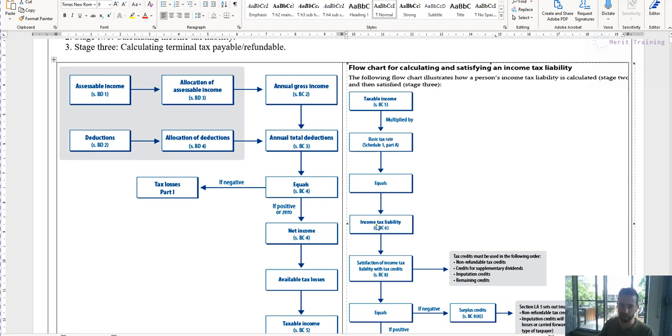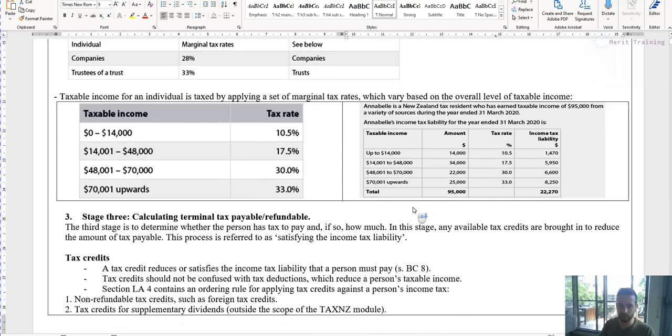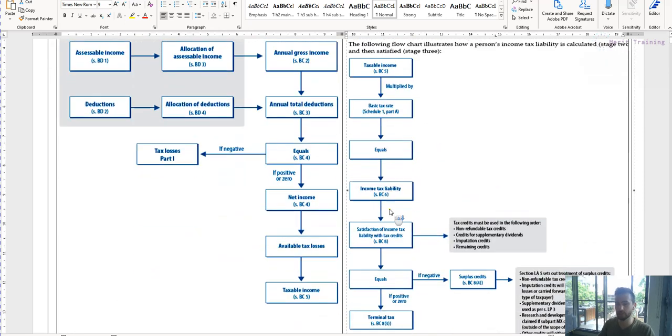And that's going to equal your income tax liability, what you have to pay to the government. So how do we figure out what the basic tax rate is? We'll go through what each of those rates are in a moment.